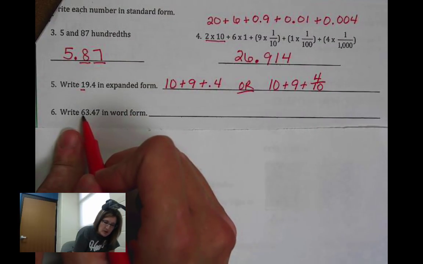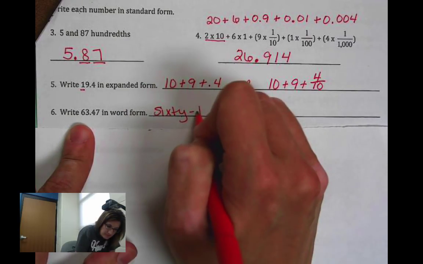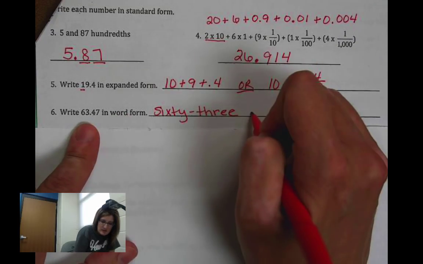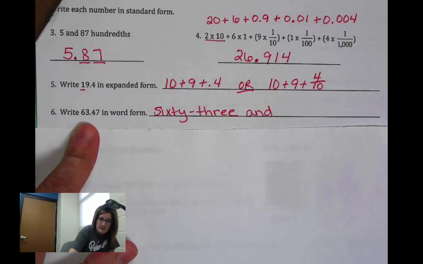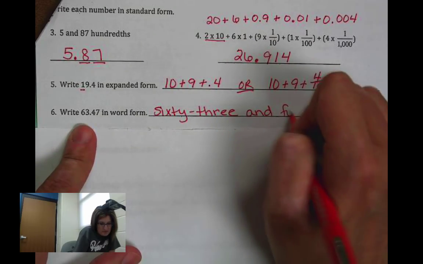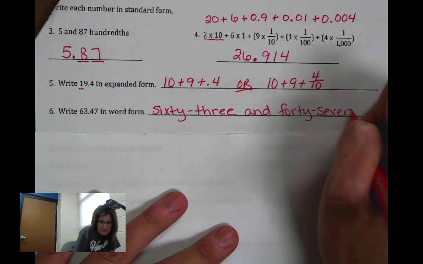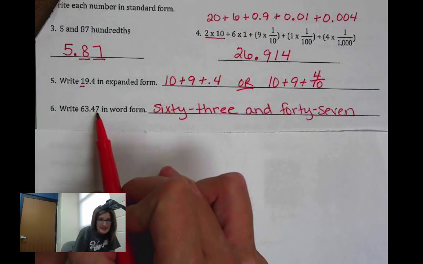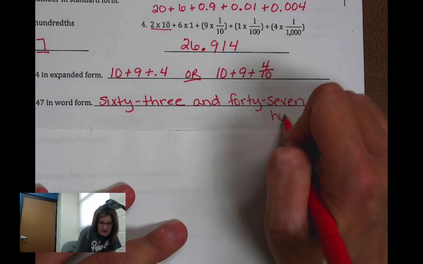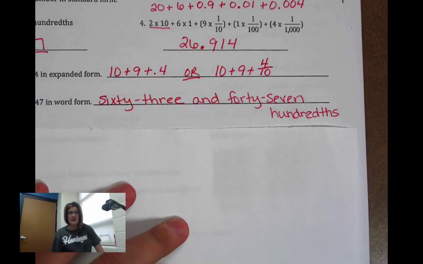So looking here, our whole number is 63. What word did we say meant our decimal point? And then here our number after our decimal is 47. And what place is my last digit in? The hundredths. So we have hundredths. And for that one, don't forget your THS.